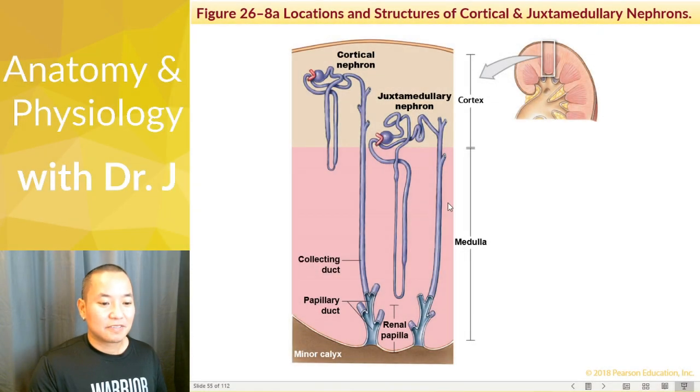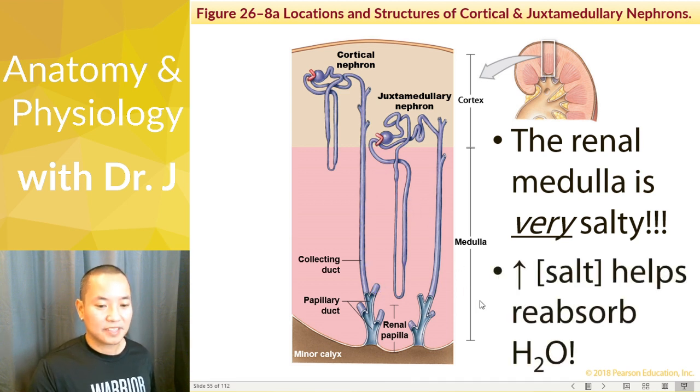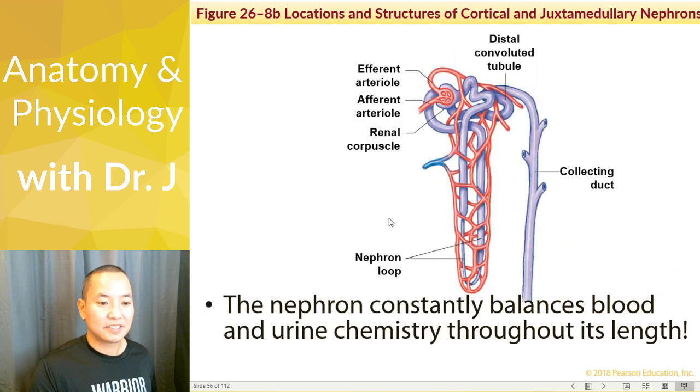Okay, so this is a nephron. Again, this is a key thing: the renal medulla is very, very salty. This is why the countercurrent multiplier works. Why? If it wasn't very salty, it wouldn't have the osmolarity to draw out water from the descending limb. Again, you have all the sodium chloride being pumped out from the ascending limb, so you have a lot of sodium chloride, but also a lot of urea. And this high salt concentration is what helps to reabsorb water from the filtrate and back into the body.